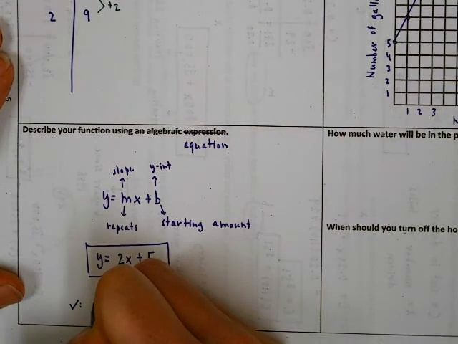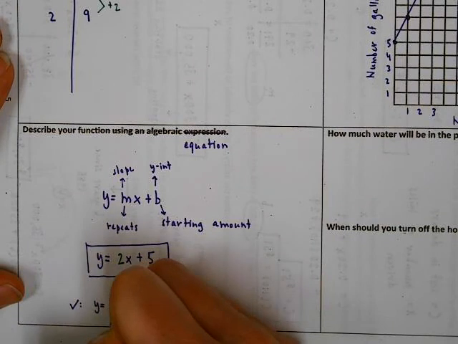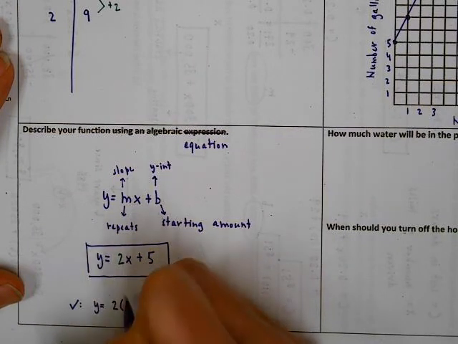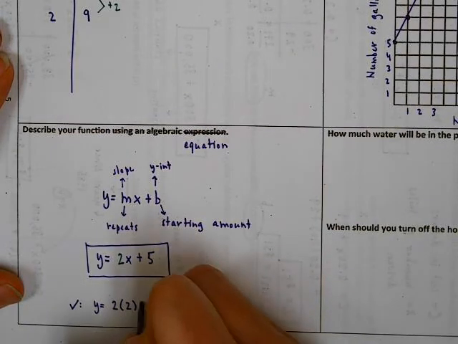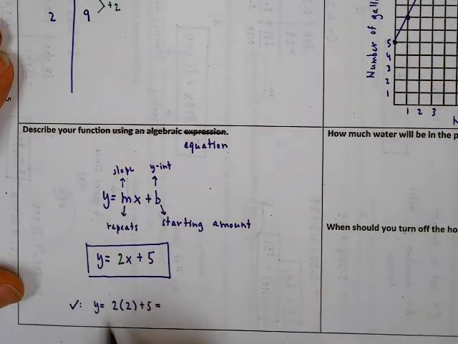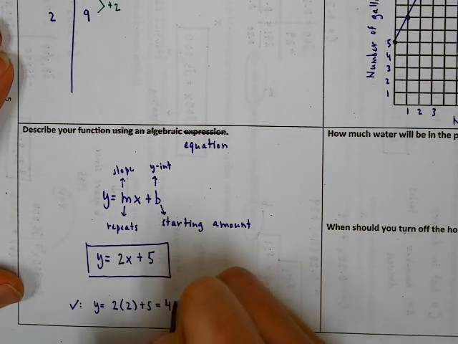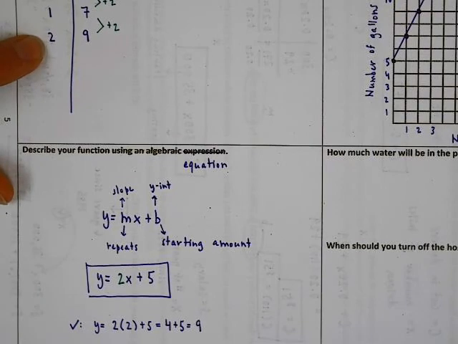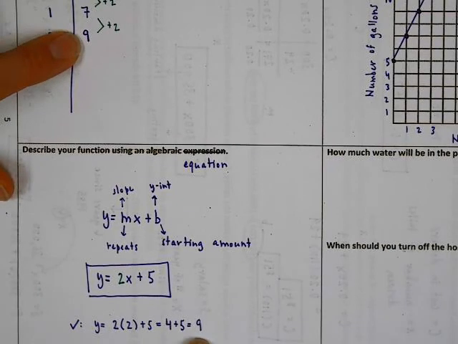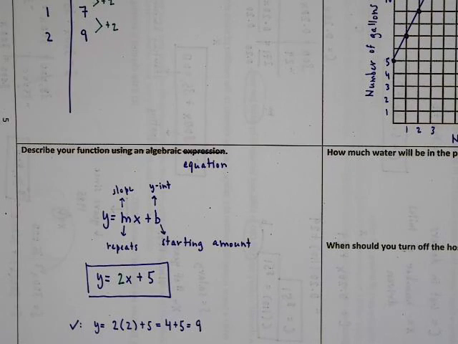I want to know what is the number of gallons when my number of minutes is 2. So I'm substituting 2 for the x and adding 5. So 2 times 2 is 4 plus 5 equals 9. And so that matches what I have in the table. When 2 minutes have gone by, I should have 9 gallons, so I know my equation checks out.